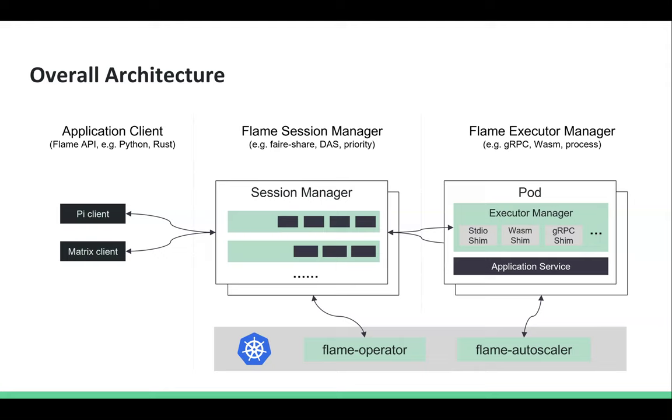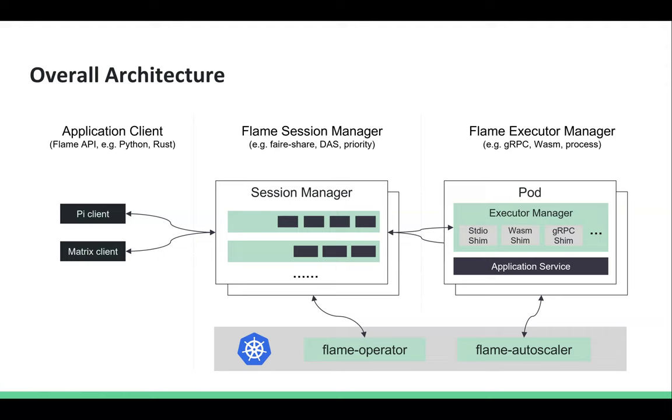And for the application service, this is a different service. For example, we are going to have a Pi service or the metrics service. So they are going to execute the work of each task. And to support different languages and different scenarios, we are going to support a different shim.